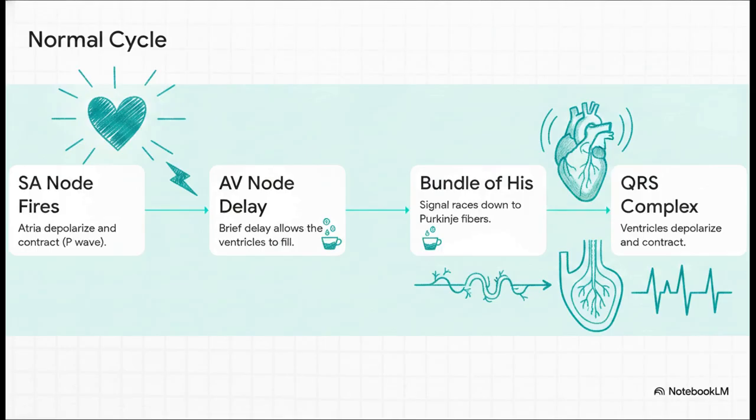Crucially, there is a brief delay right here. This gives the ventricles time to actually fill up. Then, the signal just races down the wiring, through the bundle of His, the bundle branches, and right into the Purkinje fibers. Boom! That causes the massive ventricular contraction, your QRS complex, pumping blood out to the lungs and the body. Finally, the ventricles repolarize. They relax during the T wave, and the cycle seamlessly repeats itself. It is an absolute masterpiece of coordinated pumping and efficient cardiac output.